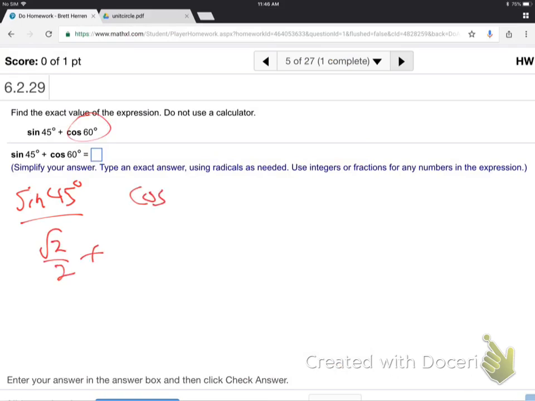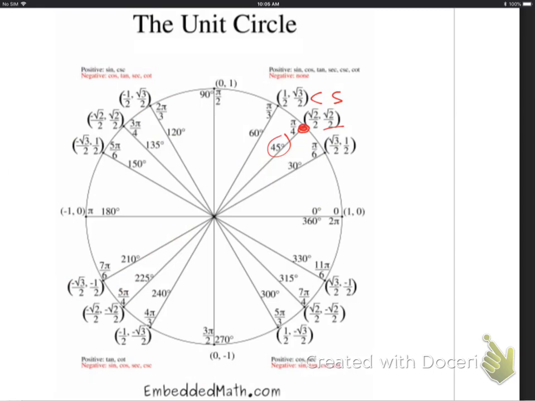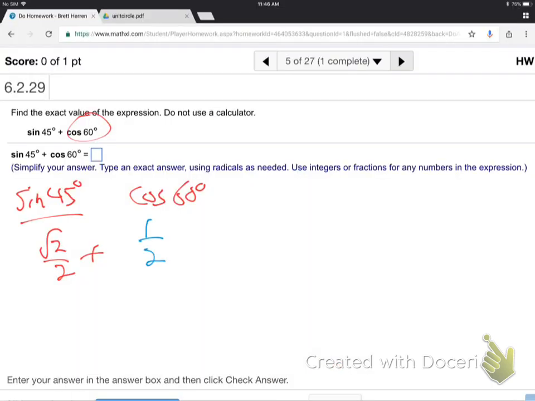Now, cosine of 60. What's cosine of 60? Here's 60 degrees. Cosine, sine. Cosine's a half. Why? Because it's over a little and up a lot. Sines are up and down. The dot at 60 is only over a little bit, isn't it? So cosine's a half.